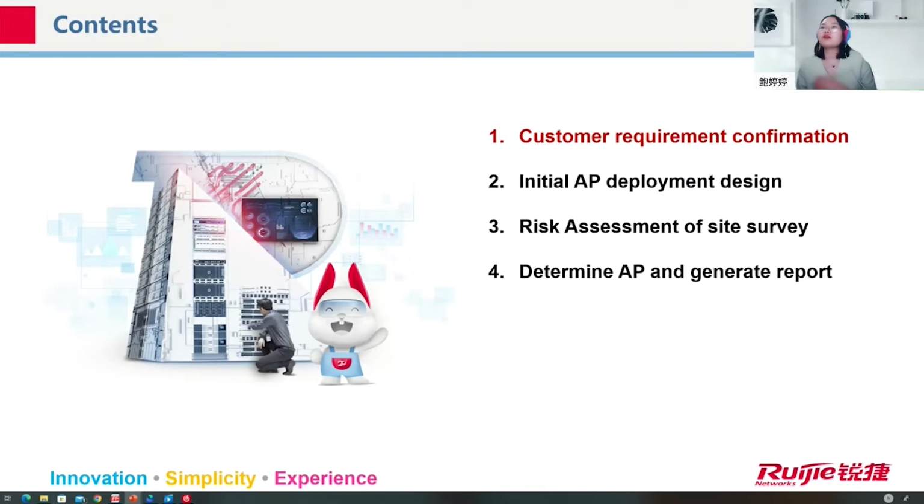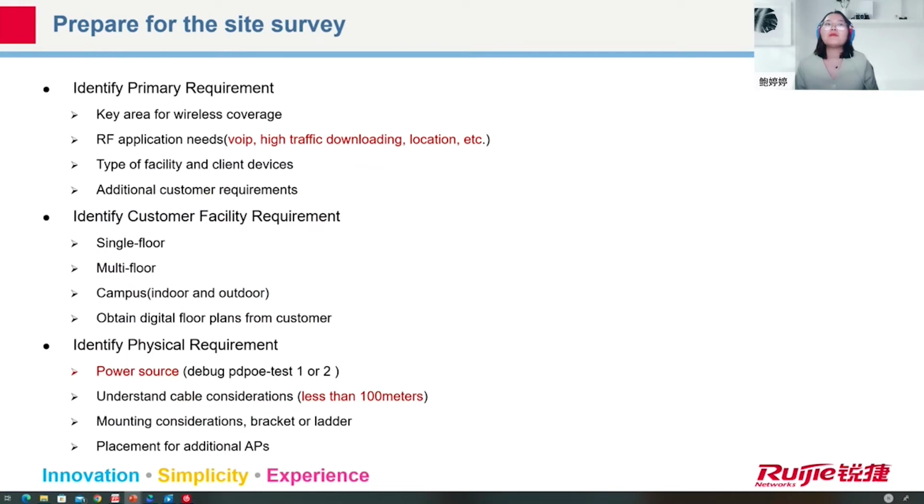So the first thing is we have to confirm the requirements of the customer, including the primary requirement. What's the key area of wireless coverage? Pay attention to this part. We hope that our AP can cover all the area, but this will take a lot of APs. So we have to know the key area of wireless coverage and what the RF application needs, for example VoIP and high traffic downloading locations.